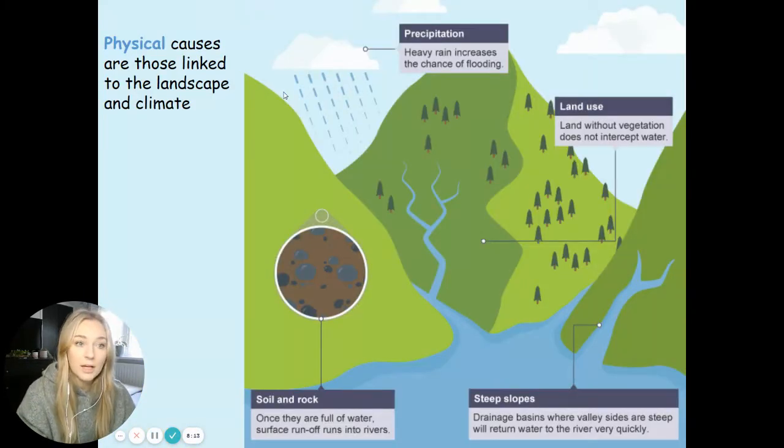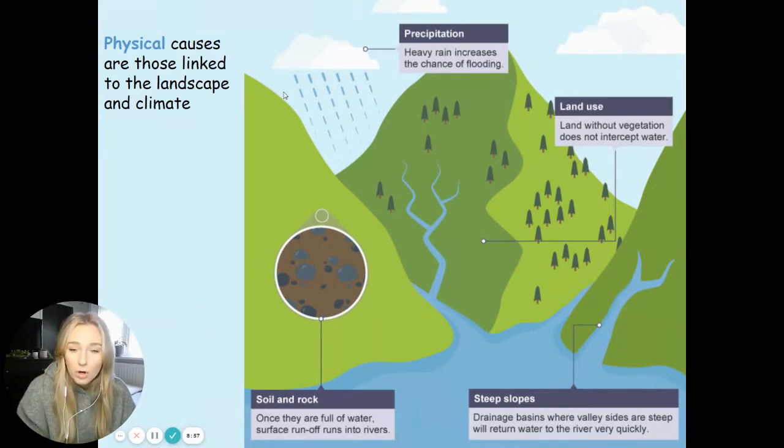So the same again applies for this slide, only this is our natural causes for flooding. So at the top there you have precipitation, that's quite straightforward. So too much rain or rain which is prolonged is going to cause flooding of the river because the river won't be able to handle that much rain. Land use, so if it says there land without vegetation doesn't intercept water, so it might just be an area of land that's naturally just grassy and there's not very many trees, so that will impact the rate of interception. Bottom left hand corner, soil and rock, so that's basically the type of soil that a land area is made up of.